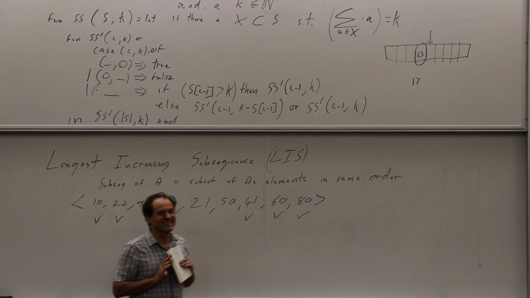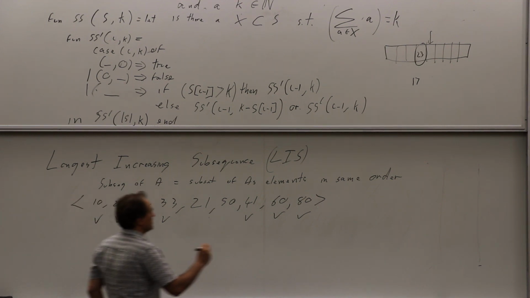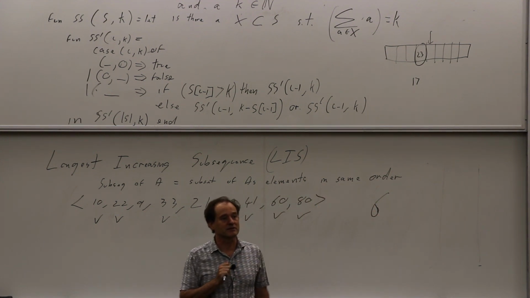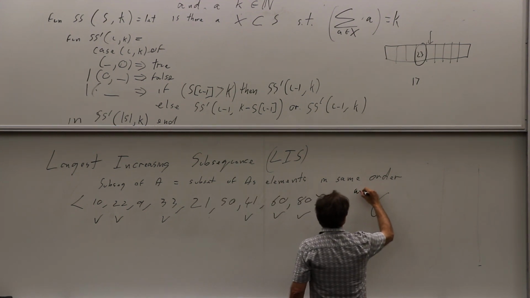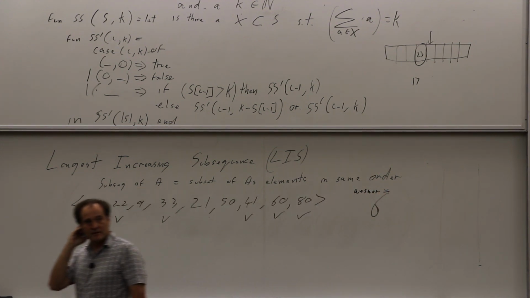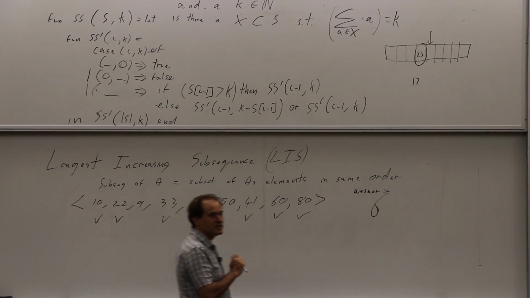I don't want to know all of them. All I care about is the length. So the answer is 6. I don't actually care what the positions are. I just want to know what the length is. So answer equals 6. Okay, so what I want is a dynamic programming solution to this. Ideally, the work is going to be polynomial, and the span is going to be linear.